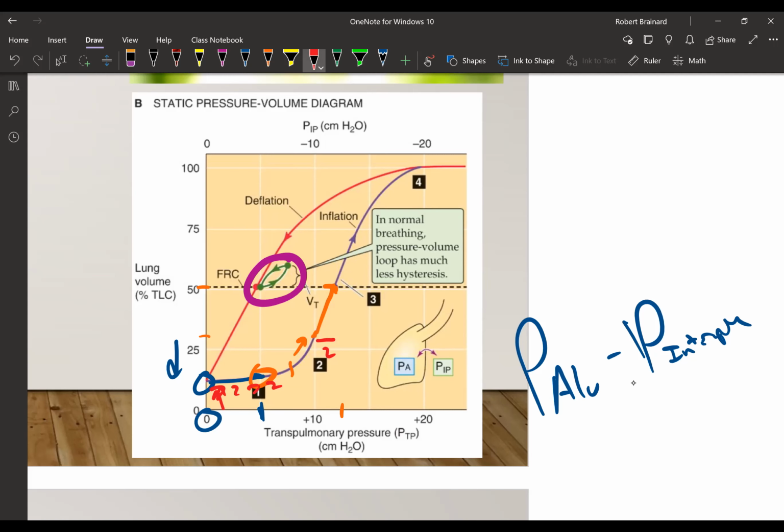So let me ask you this. Good test question. If you've got a lung right here, is this lung at that point high compliance or low compliance?